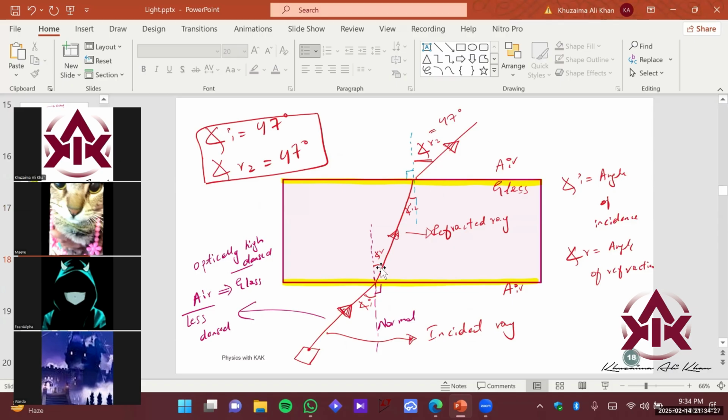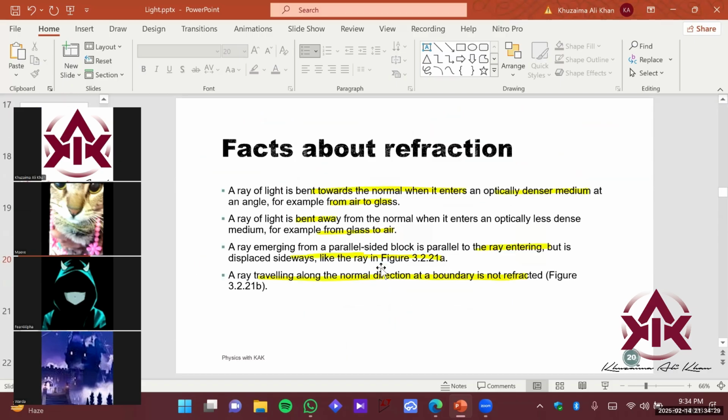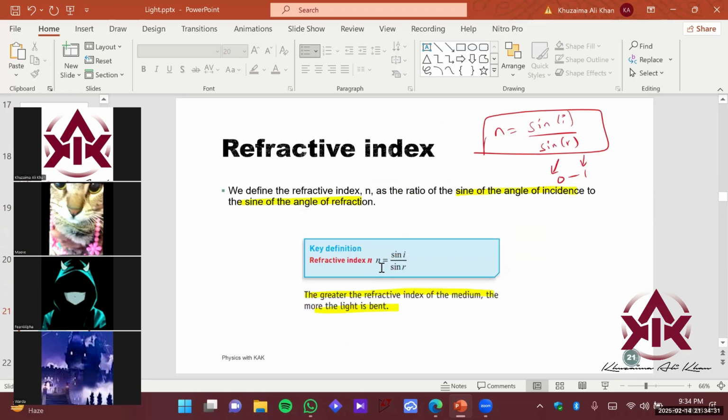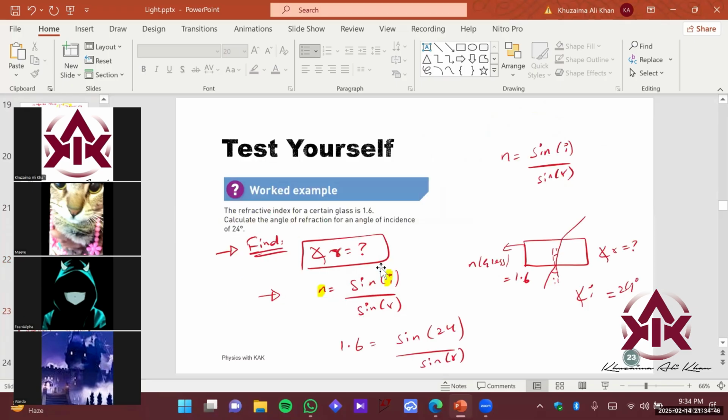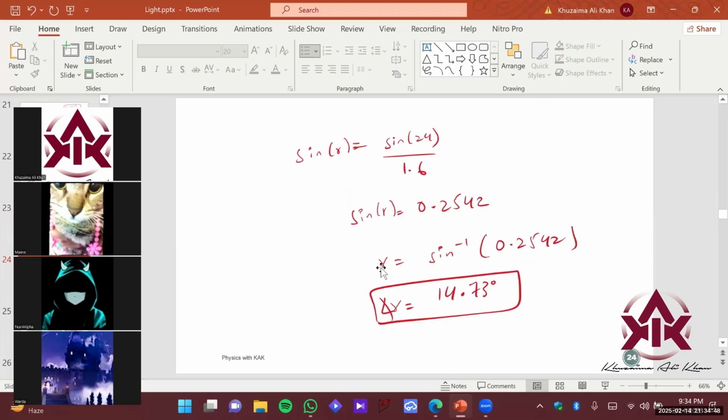And then we have the idea of refractive index. Refractive index is just the ratio of the sine of the angle of incidence upon the sine of the angle of refraction. Okay. And if the light rays are incident along the normal, they will go undeviated without any refraction, right? We did a question over here to test your concepts.